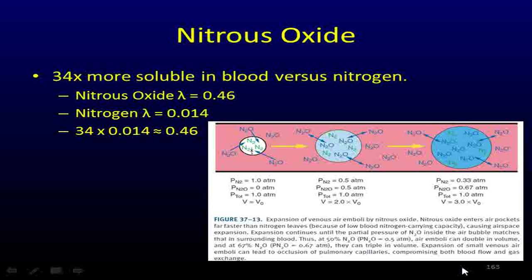Now, this is a concept that is important, and it's a reason that many people won't use nitrous in certain instances. It has to do with its solubility. Nitrous oxide has the capability to be more soluble in blood versus nitrogen. So N2O compared to N2.